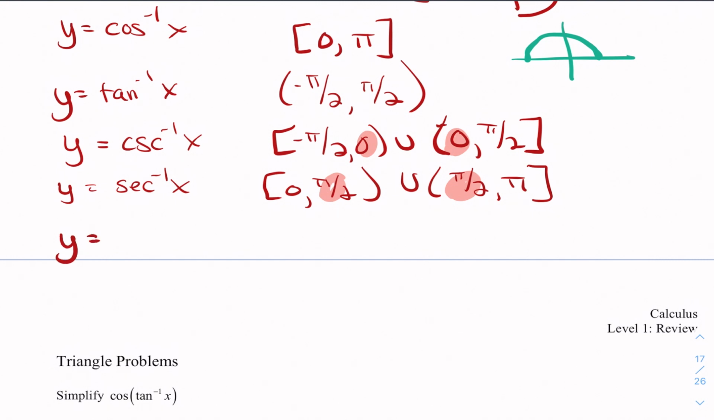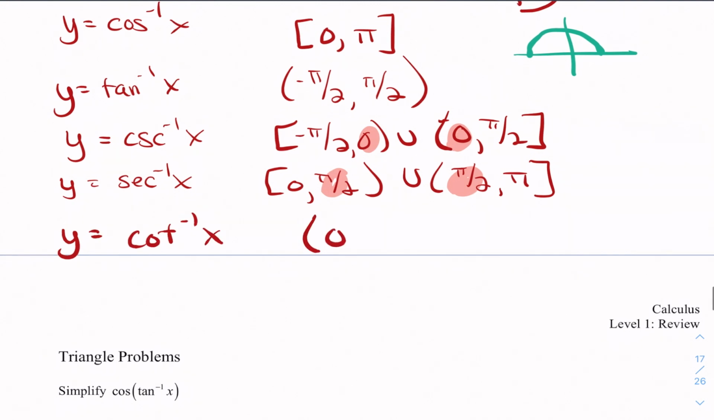And the last inverse trig function that we would need to know about its domain would be from 0 to pi, which is inverse cotangent.